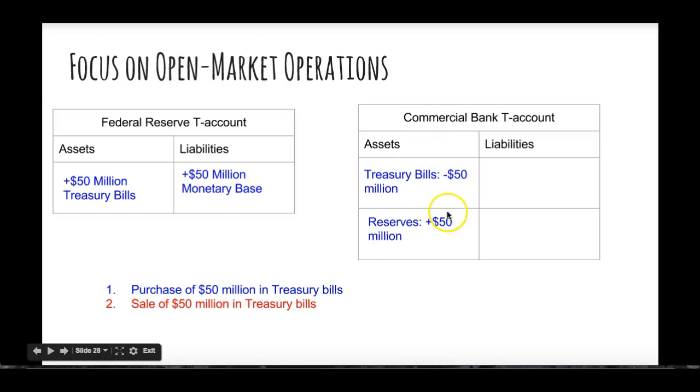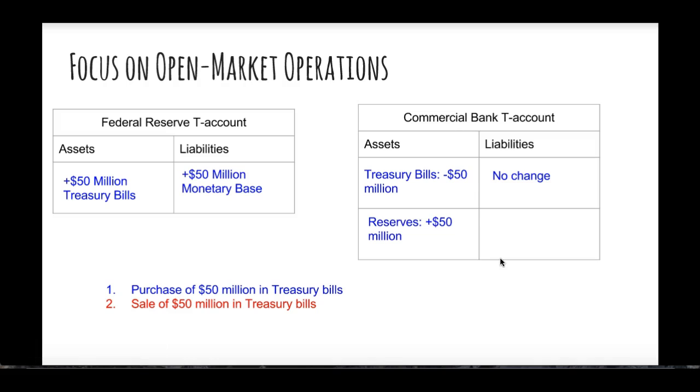So the commercial bank gives them to the Fed. So they're down 50 million in treasury bills. The Fed gets 50 million in treasury bills, but the Fed has to pay for them. So they give the commercial bank 50 million and they put it in their reserves and they say, hey, look at that, now we can make more loans. And on the flip side, the liabilities don't change with the commercial bank. Nothing changes with deposits because in this case, we are buying the treasury bills directly from the commercial bank.